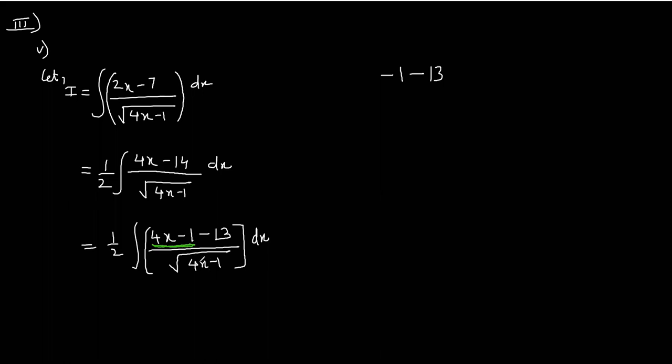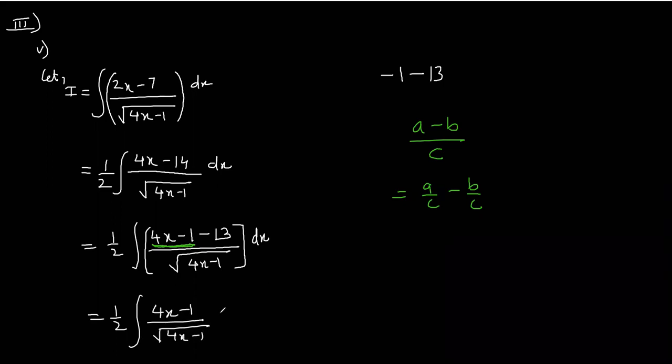Okay. Now what happens, students, you all know if I have a minus b upon c, I can always write this as a over c minus b over c. So I will do the same thing, and here see what it gets me. It will get me 1 upon 2 and 4x minus 1 divided by square root of 4x minus 1 and minus 13 divided by square root of 4x minus 1 dx.